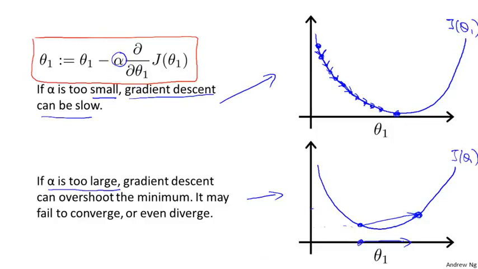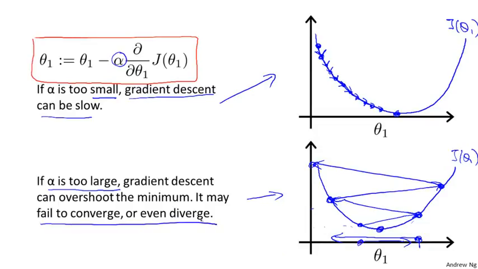It says I should decrease theta. But if my learning rate is too big, I may take a huge step going from here all the way out there. So I end up going out there. Right? And if my learning rate is too big, I can take another huge step on the next iteration and kind of overshoot, and so on, until you notice I'm actually getting further and further away from the minimum. And so if alpha is too large, it can fail to converge or even diverge.